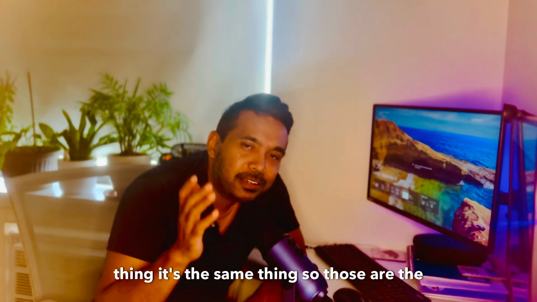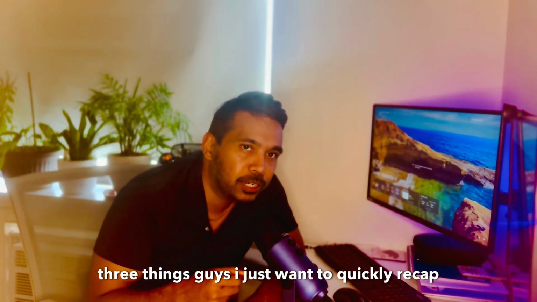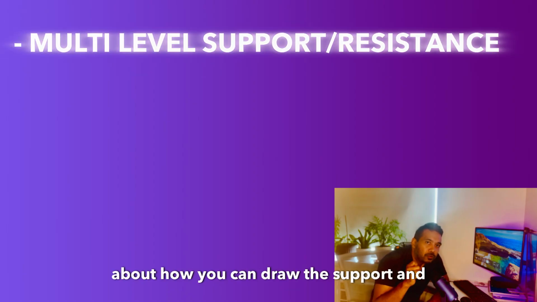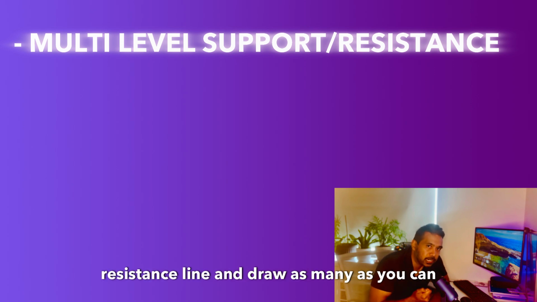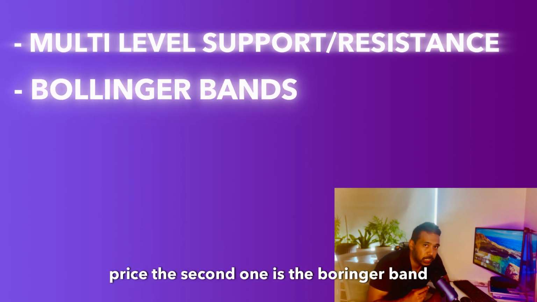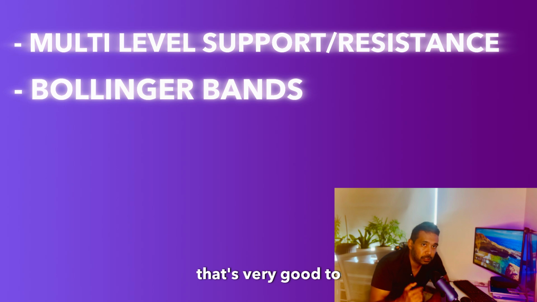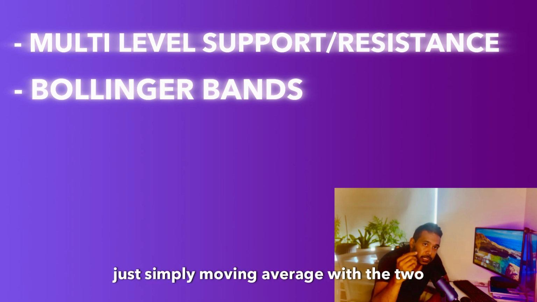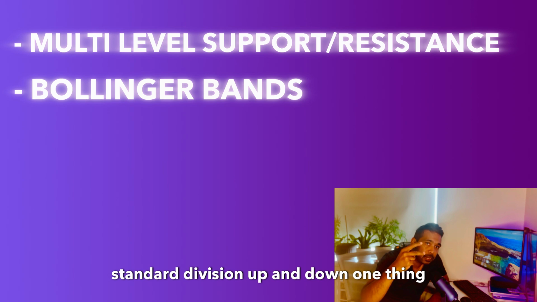So those are the three things, guys. I just want to quickly recap. The first one that we discussed was how you can draw the support and resistance lines, draw as many as you can, and then use that as the basis for a strike price. The second one is the Bollinger Band. That's very good for identifying the upper and lower band, because it's just a simple moving average with 2 standard deviations up and down.